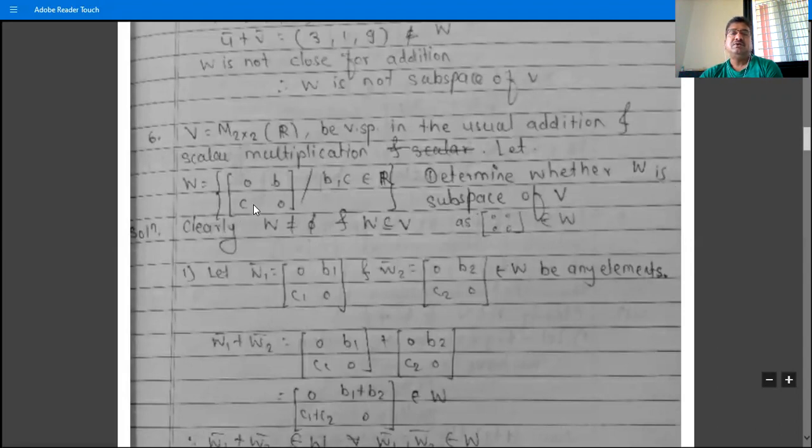This zero matrix we can write, and another element from W, say [0, 1; 2, 0] or [0, -1; 3, 0]. These are elements of W. So W has at least one element, which means W is not equal to the empty set, and W is a subset of V, because W contains the 2×2 matrices of this type. So these elements of W come from M2×2(R).